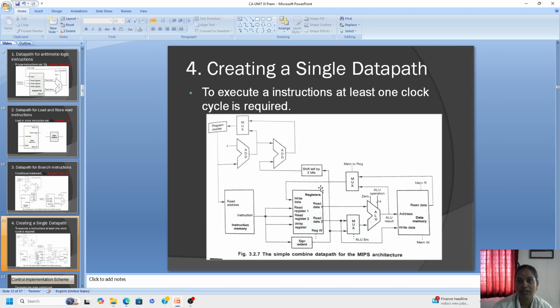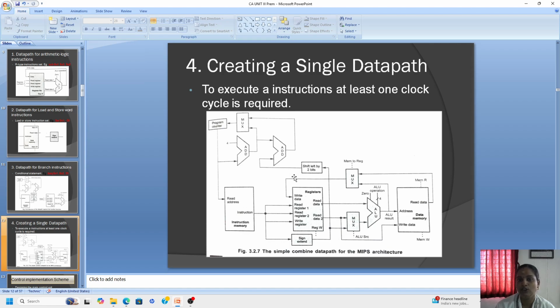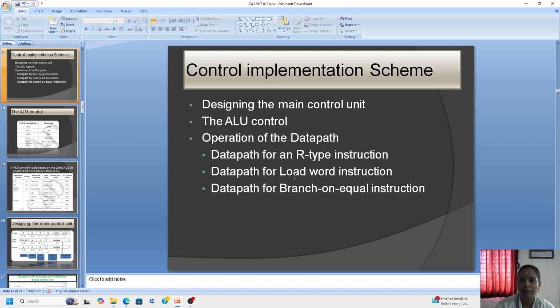Creating a single path. So in this architecture, it is possible to create a single path. To execute an instruction, at least one clock cycle is required. Within a given clock cycle, one instruction is being executed. This uses the same MIPS operation with a slight modification of one more component, shifting left by 2 bits.